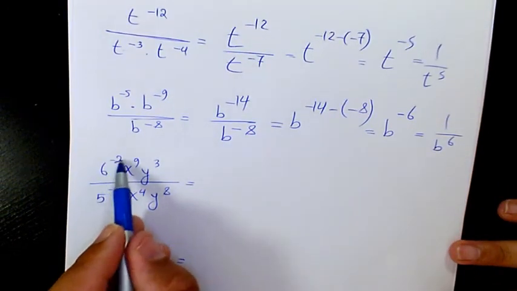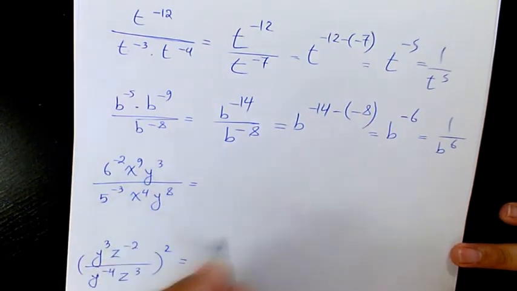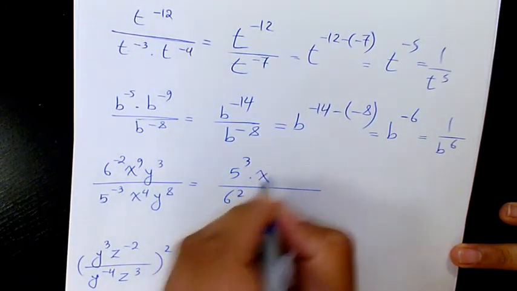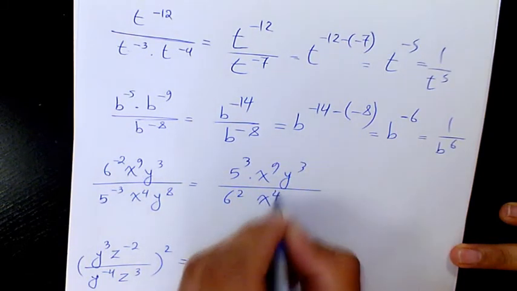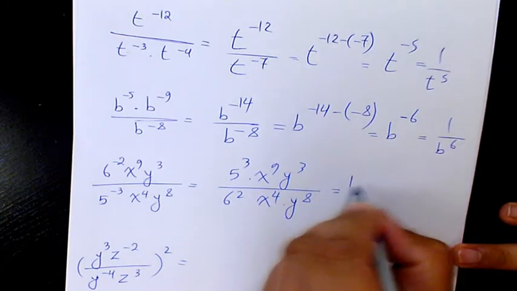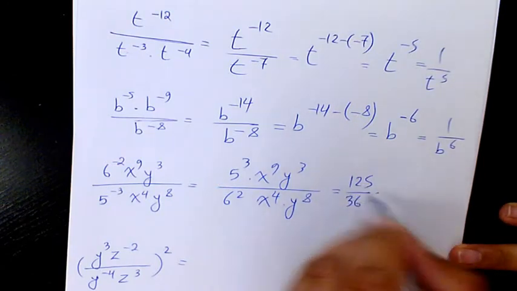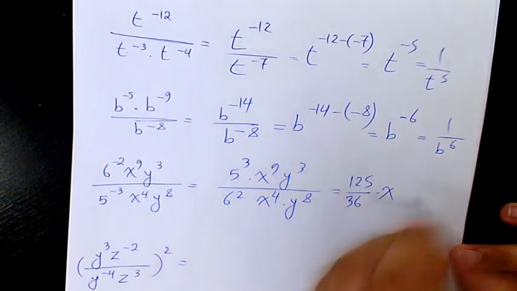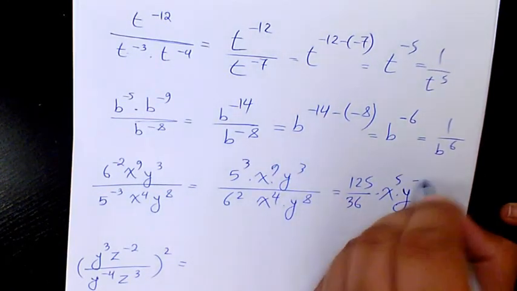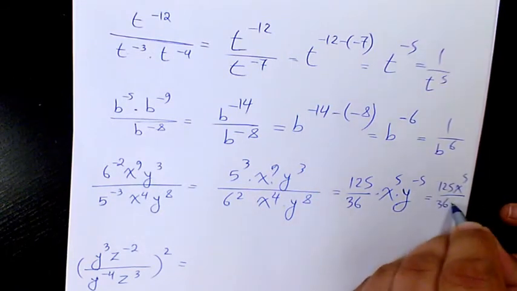Here you have 6 to the power of negative 2, x to the power of 9, y to the power of 3, over 5 to the power of negative 3, x to the power of 4, y to the power of 8. So change these two to make them positive. X to the power of 9, y to the power of 3, x to the power of 4, y to the power of 8. 5 to the power of 3 is 5 times 5 times 5, so it's going to be 125. 6 to the power of 2 is going to be 36. You cannot reduce it. X to the power of 9 minus 4 is 5. Y to the power of 3 minus 8 is negative 5. So it's going to be 125 x to the power of 5 divided by 36 y to the power of 5.